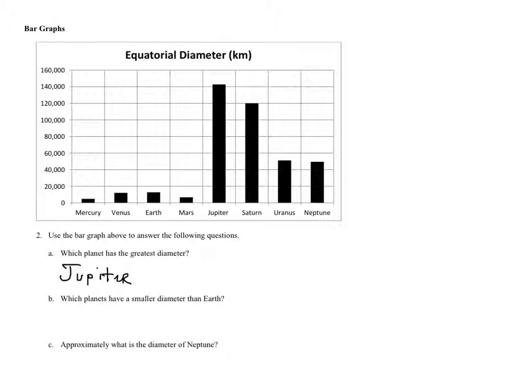Which planets have a diameter smaller than the Earth? Well, here's the Earth's. So I would say Mercury definitely, Mars is smaller, and Venus is a tiny bit smaller. You can hardly tell. So it would be Mars, Mercury, and Venus. And you don't have to put them in that order.